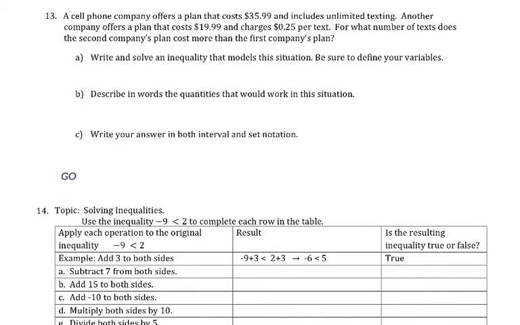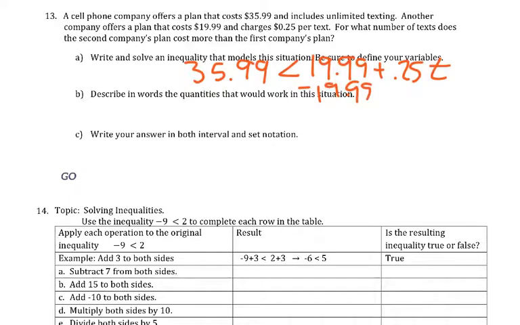All right, one more of these type. Okay, a cell phone company offers a plan that costs $35.99 and includes unlimited texting. Another company offers a plan that costs $19.99 and charges 25 cents per text. For what number of texts does the second company's plan cost more than the first? So the first is just a flat fee of $35.99. Okay. So when does the second one cost more? So when is this less than the $19.99 plus 0.25 per text? So there's our inequality.